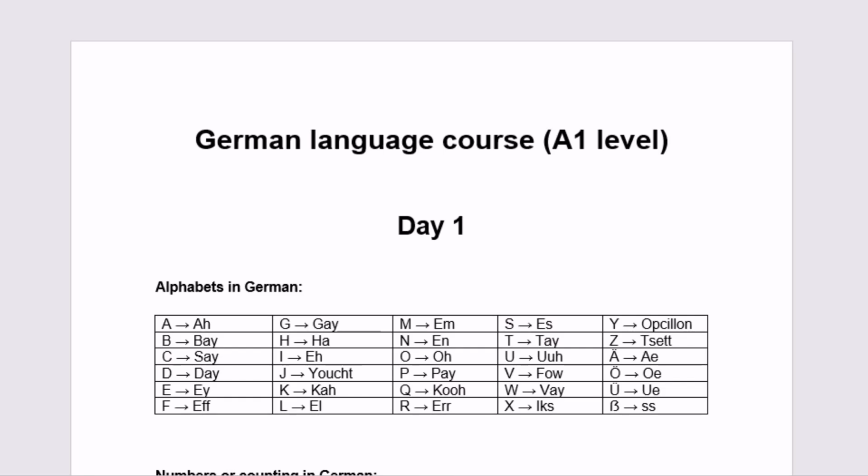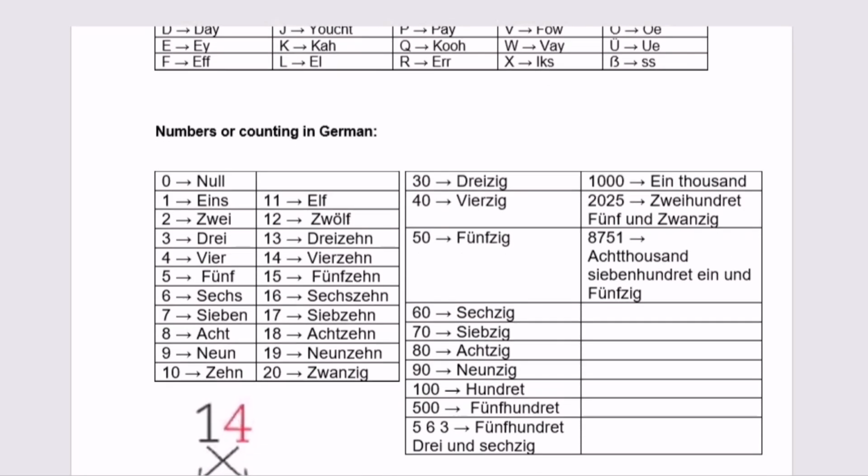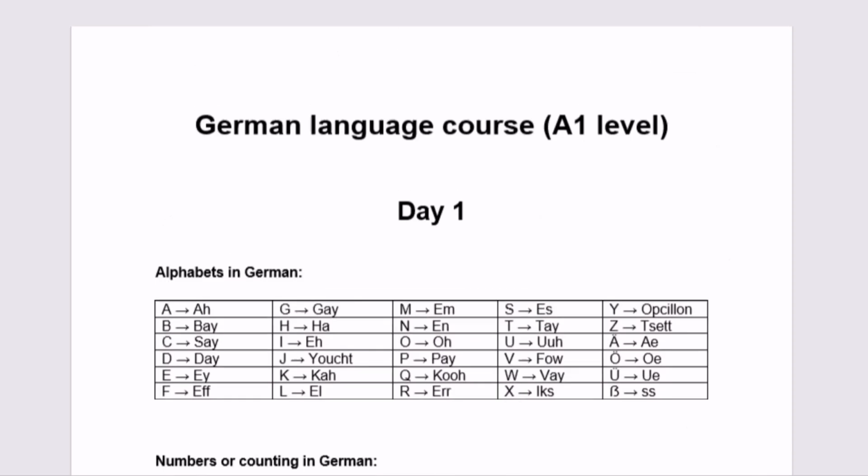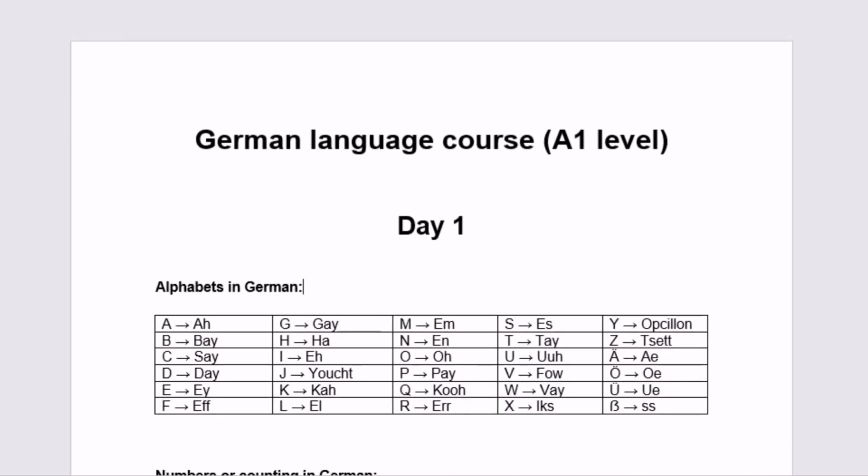From today we are going to start our German language course A1 level, and today is our first lecture. So let me tell you a little about what we are going to learn in our first lecture. In our first lecture we are going to learn alphabets plus numbers. Okay, here are these numbers and these alphabets. Let's start with these alphabets.